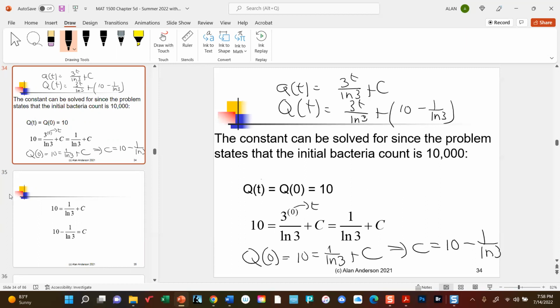And so if I need to know how many bacteria there are at any time, it doesn't matter if it's 2, 3, 5, 10, whatever, all I have to do is plug it in here. For example, Q of 5 would be 3 to the 5th over log 3 plus that. Whatever that is.